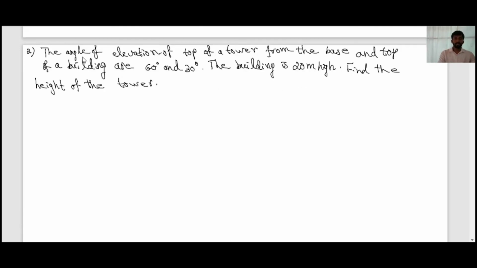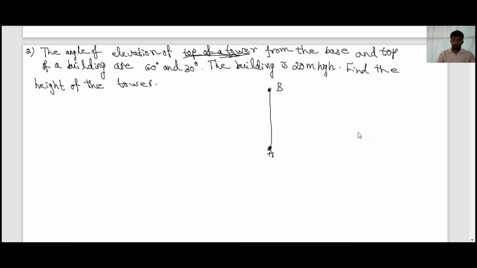See the second question: the angle of elevation of the top of a tower. Okay, that means you are looking at the top of the tower. From where? From the base and top of the building, the angles are 60 degree and 30 degree. The building is 20 meter high. Find the height of the tower. Draw the rough sketch. See here, tower is there. Name it as AB. Let AB be the tower. Okay, and B is the top of the tower, right?